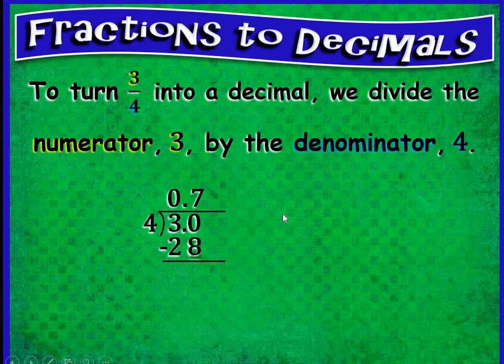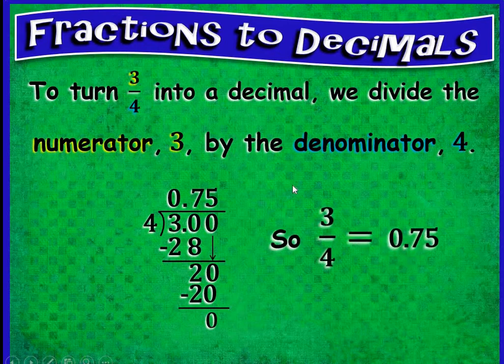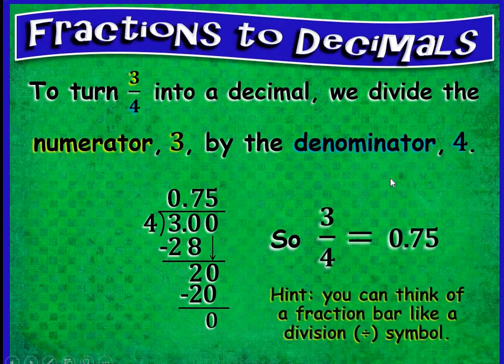30 minus 28 will be 2. Again we will write a 0 in front of 2, so it will be 20. So we will divide again. Now how many times will it go? It will go 5 times. 4 5s are 20. So when we were doing the conversion of 3/4 into decimals, you can see, when it is converted into decimals, it will be 0.75. So 3/4 in decimals will be equal to 0.75.